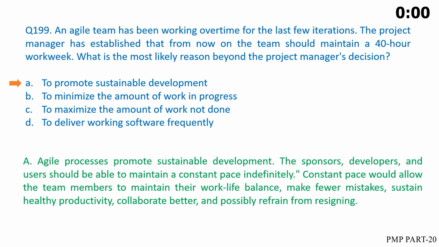The correct answer is A. Agile processes promote sustainable development. The sponsors, developers, and users should be able to maintain a constant pace indefinitely. Constant pace would allow the team members to maintain their work-life balance, make fewer mistakes, sustain healthy productivity, collaborate better, and possibly refrain from resigning.